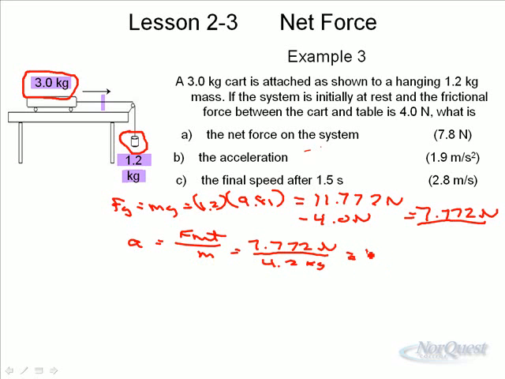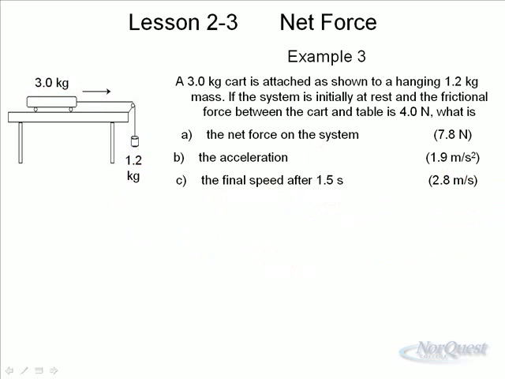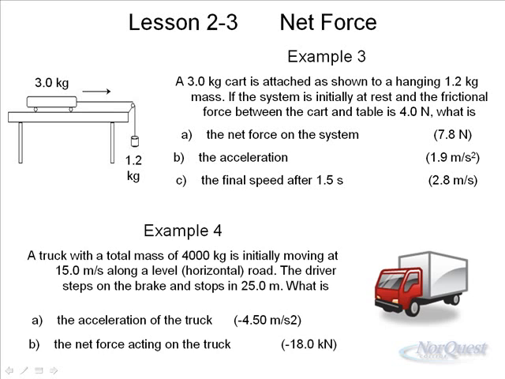The result is 1.85 meters per second squared, and that rounds to 1.9. So now that we have the acceleration and the net force, we can calculate the final speed after a given time using kinematics. You should get 2.8 meters per second as the final speed after that period of time.